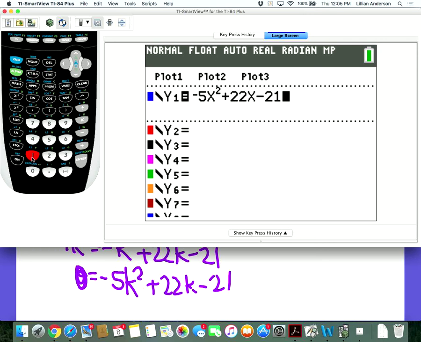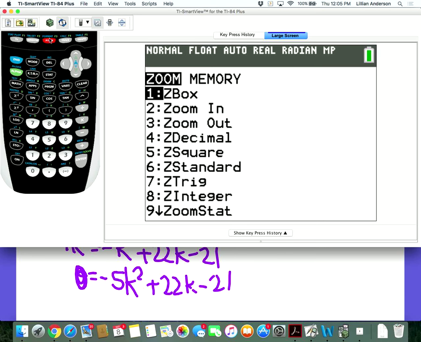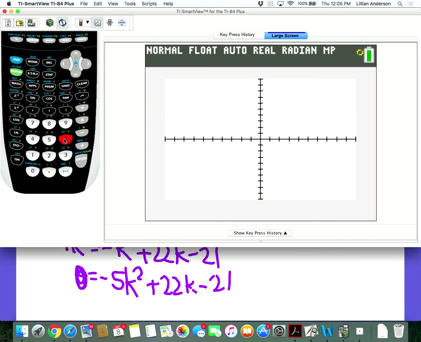Now, I know for me, I had to adjust my window the last time I used this, okay? So I'm going to go back to my standard window by pressing Zoom 6. Zoom 6 will always take you back to a standard negative 10 to 10 window. That way I can at least know where I'm starting from. Oh, there we go. So I can see my whole quadratic. Okay?